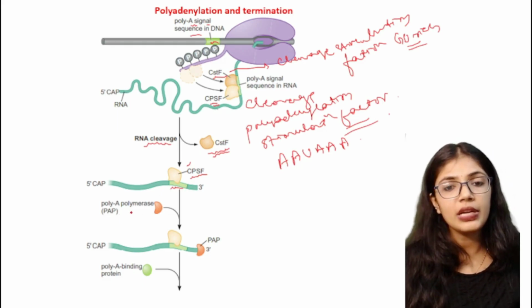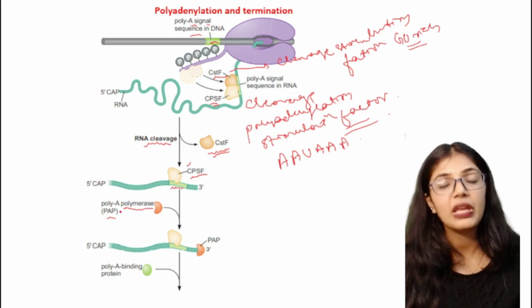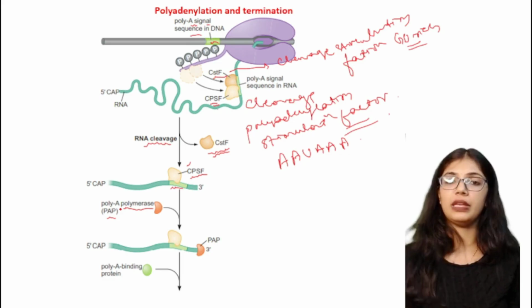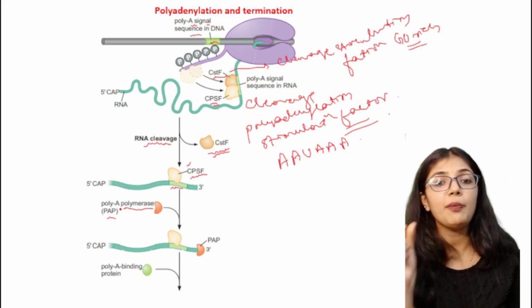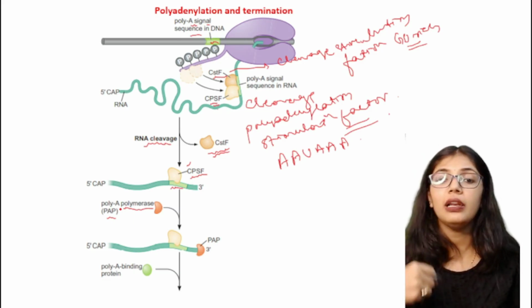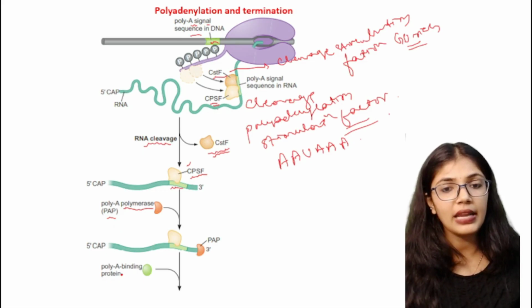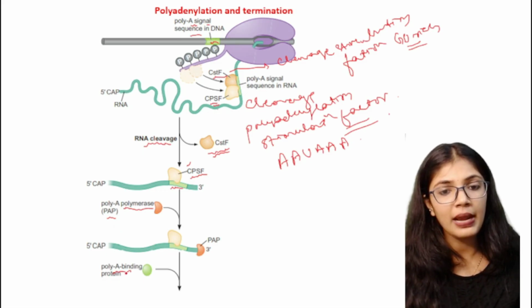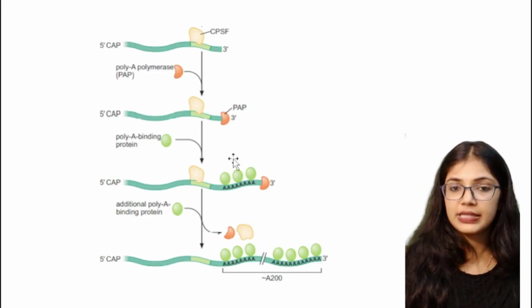Okay, so here another enzyme comes and binds, which is known as poly-A polymerase. It is also known as PAP. What is the function of poly-A polymerase? It is a polymerase, that means it will add the nucleotides. It is poly-A polymerase, that means it will add multiple adenines by the help of the polymerase activity. After that, there is a binding of poly-A binding protein. Here we can see that PAP has bound over here, due to which there will be formation of poly-A. A long tail of poly-A will be formed.